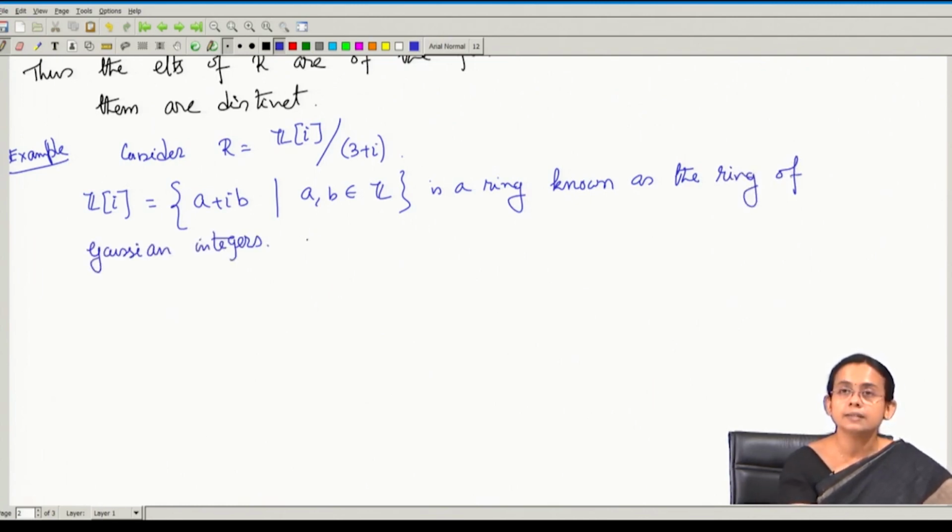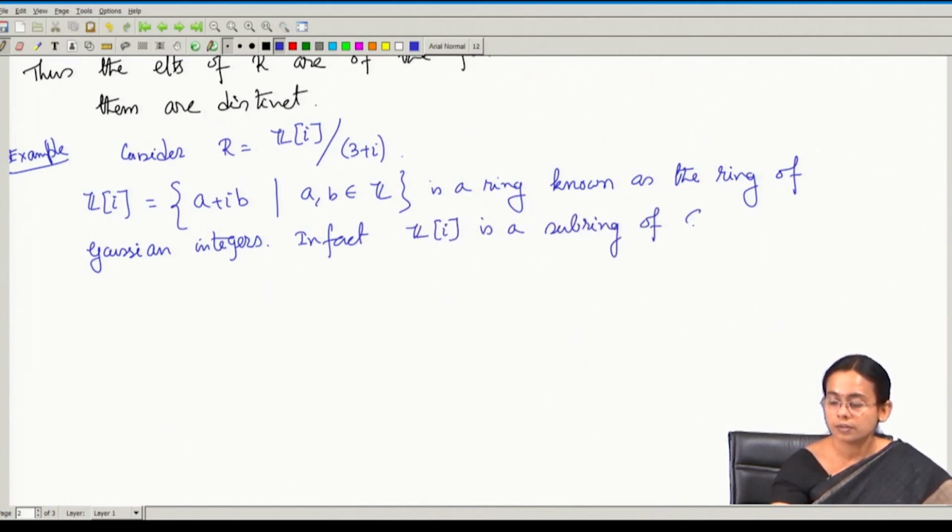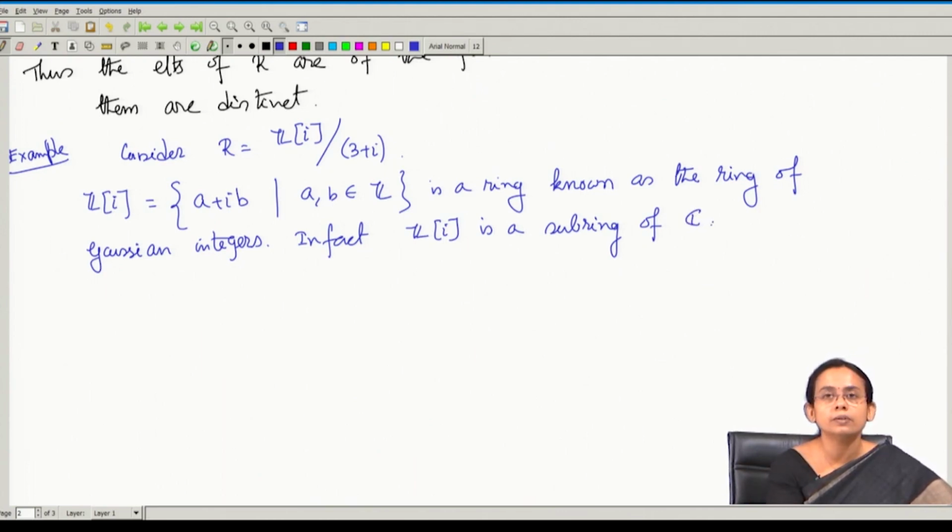In fact, it is a subring of the ring of complex numbers. Z[i] is a subring of C. So, this is the ring of Gaussian integers. This is a very important ring. If you study number theory, then it has many applications there. So, this is the ring that I am considering, and the ideal I am considering is the ideal generated by 3 plus i, and I am interested in understanding how the elements of the left cosets, the elements of the quotient ring, look like.